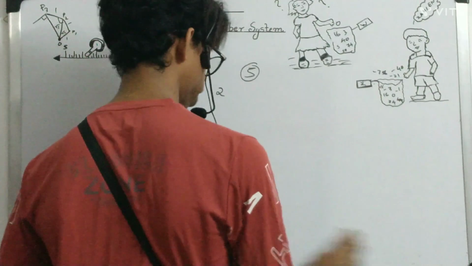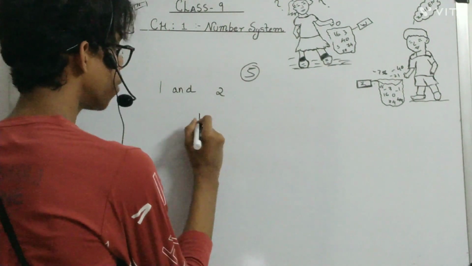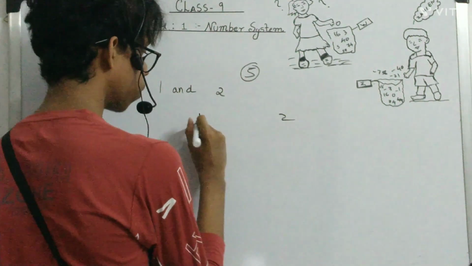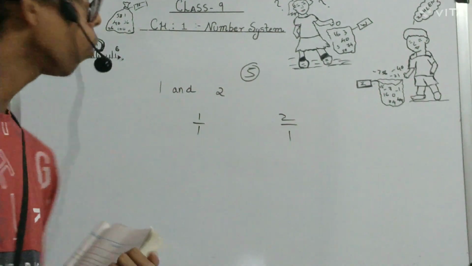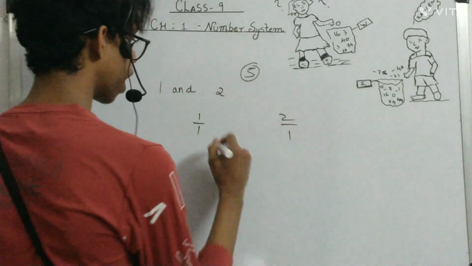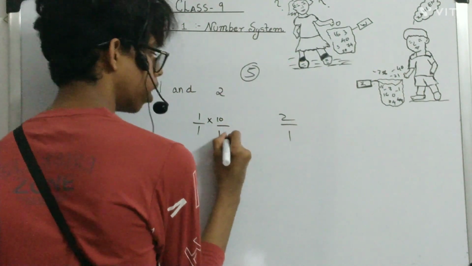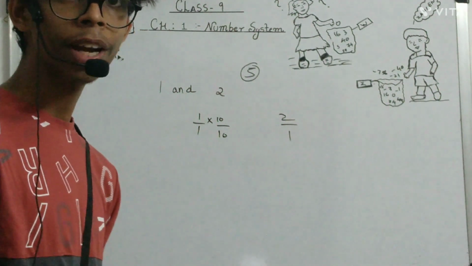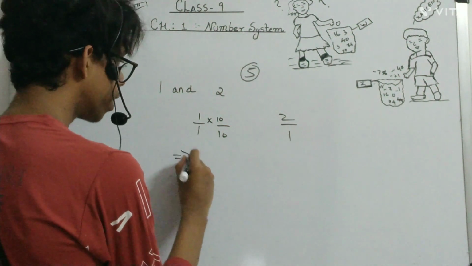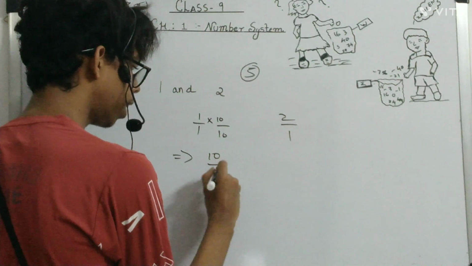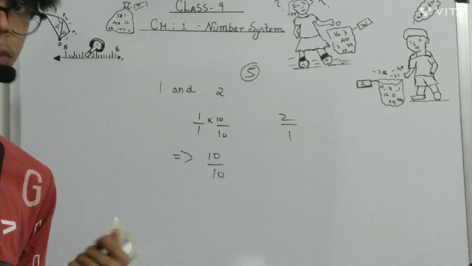Whichever method is convenient to you, you can use. So the other method is that we are having this 1 and we are having this 2. 1 I know I can write it as 1 by 1, 2 also I can write it as 2 by 1. Now the next thing I am going to do here is multiplying and dividing this 1 with 10. So when I do this, I will get over here 10 by 10. If I cancel these 0, I will get back 1 itself. So there is no problem.